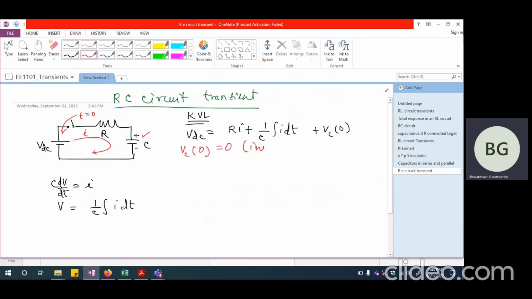So initial voltage across capacitor equal to 0.